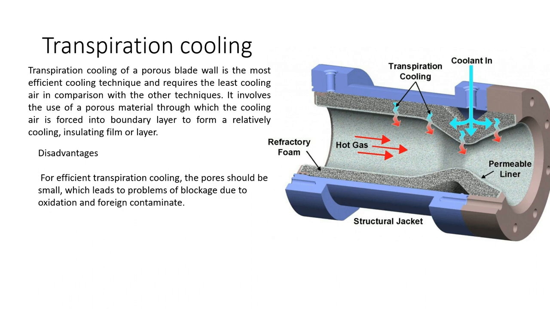Okay, the film will mostly impinge on this. Why? Because the structure is like that. The boundary separation as compared to your film cooling is very less in this case. Okay, so we'll see the disadvantage. For efficient transpiration cooling, the pore should be small, which leads to problems of blockage due to oxidation and foreign contaminants. Like I said, it is designed in a way that it is as small as a sponge, so if there is any chemical degradation in the material, it can block the holes, so thereby not effectively removing heat.